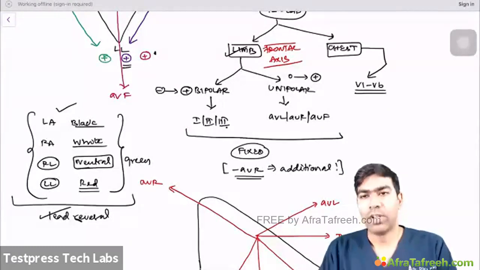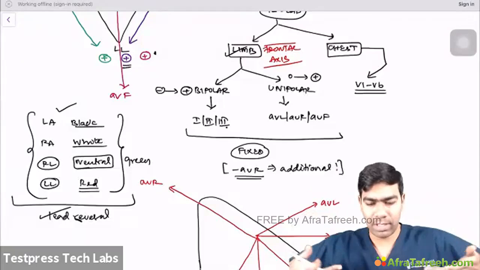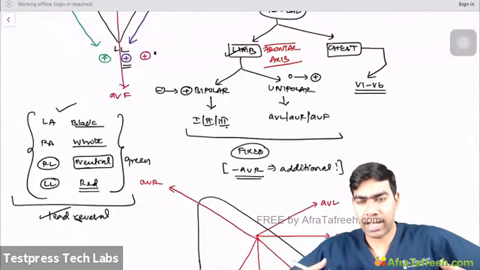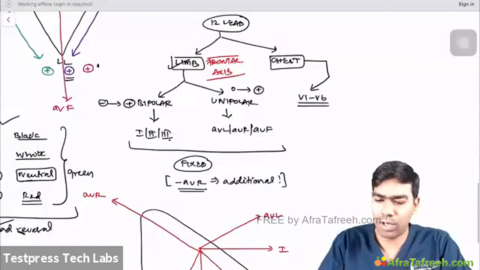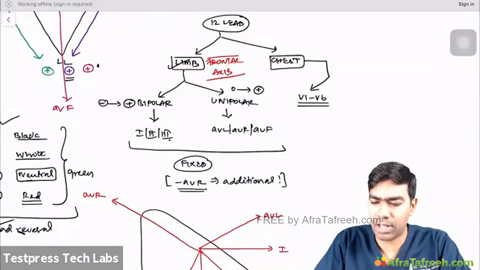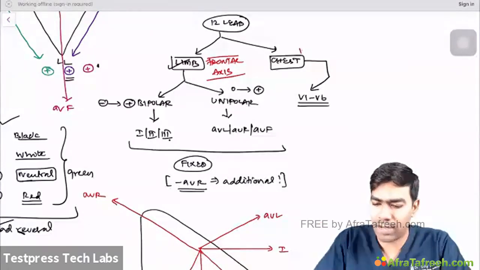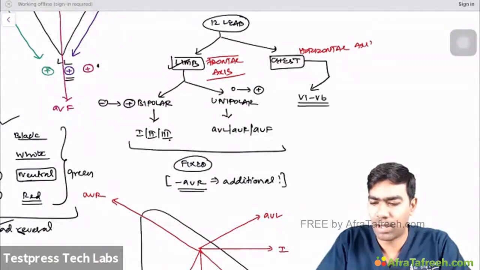All right. So this is a coronal plane, and you have this axial plane also, and the heart has to be viewed in that axis as well. This is what we refer to as the horizontal axis. And if you want to know what really happens in the horizontal axis, that's why we have the chest leads. Which means chest leads are going to see the heart from the horizontal plane axis.